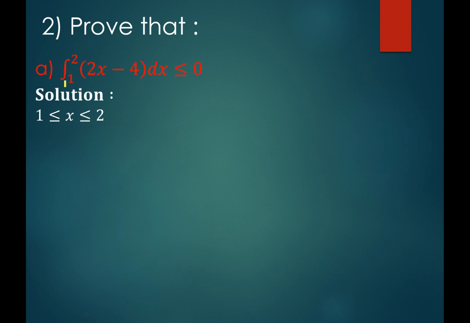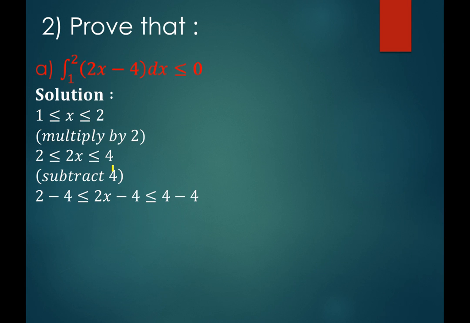Then we need to integrate each side from 1 to 2 by using the theorems for integration. So come on, we are going to use the steps in that way. Multiply by 2. If you multiply by 2, you will get 2 here, 2x there, and further subtract by 4 to get how much? 2 minus 4, 2x minus 4, and 4 minus 4, which will give you negative 2 smaller than or equal to 2x minus 4, which is going to give you the function completely now. And that all is smaller than 0.